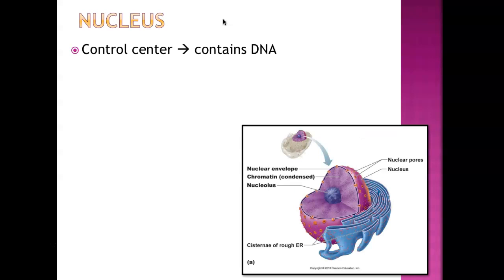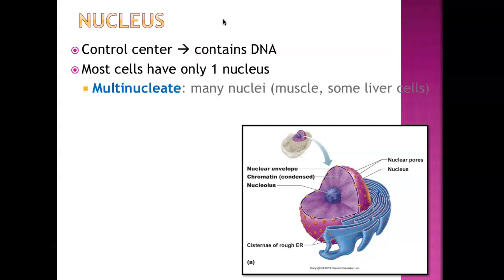Just for completion's sake, I'm going to tell you a little bit about the nucleus. The nucleus is the control center of the cell that contains DNA. Most cells have only one nucleus, except muscle and liver cells, which can have multiple nuclei. And some cells have no nucleus at all. Mature red blood cells, there's just no point, because what they're really doing is just carrying oxygen around.